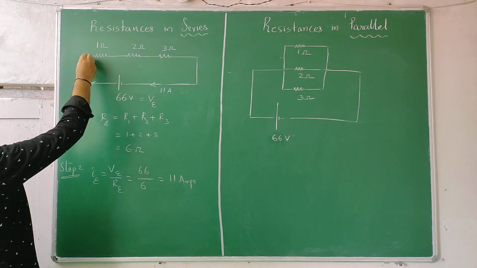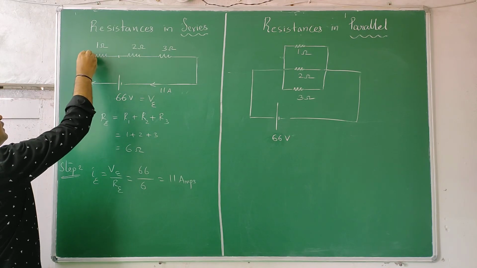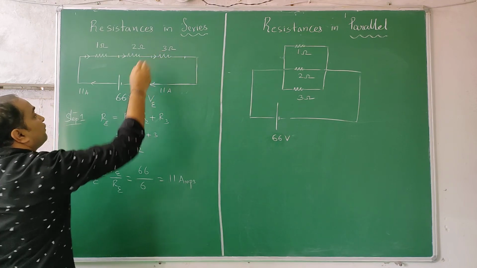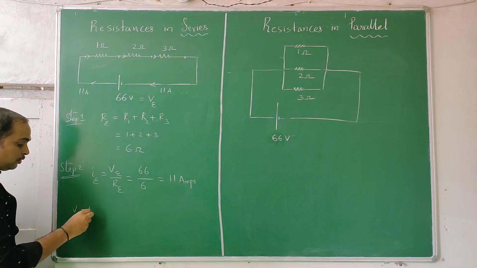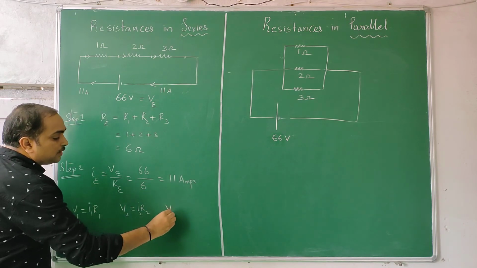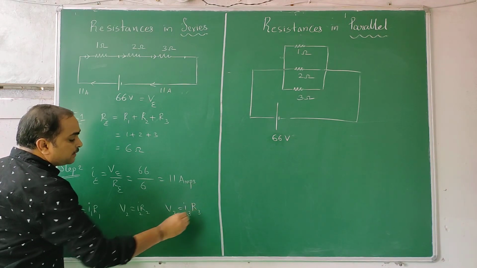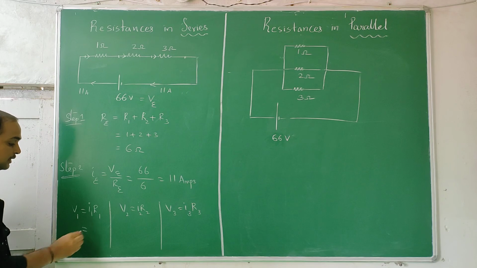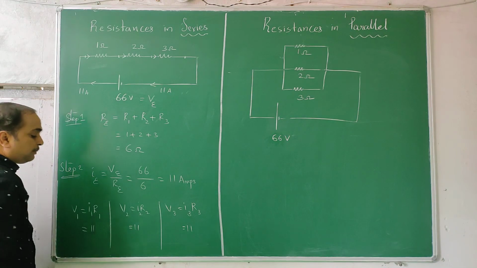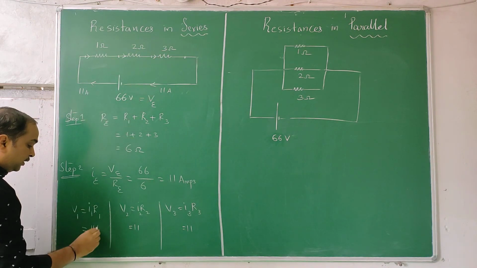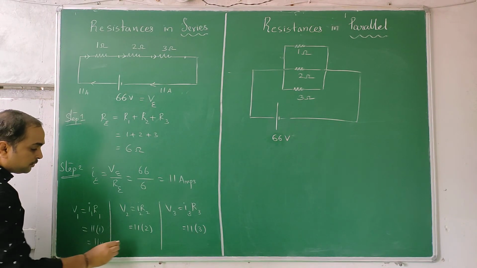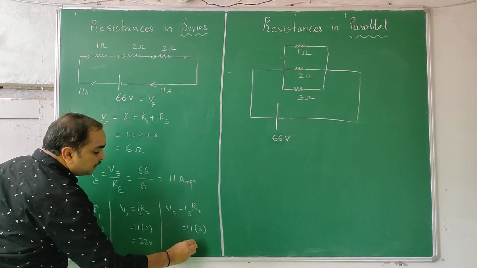Now through this I1 is 11, through this I2 is 11, through this I3 is 11, because all are I only. Now we can find V1 is equal to I1 R1, V2 is equal to I2 R2, V3 is equal to I3 R3. Individual potential differences we can find. I1, I2, I3 are all 11. But R1, R2, R3 are different: 1, 2, 3. So 11 ones are 11 volts, 11 twos are 22 volts, 11 threes are 33 volts.